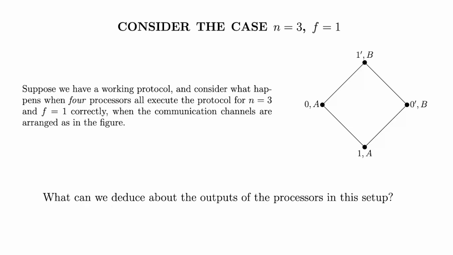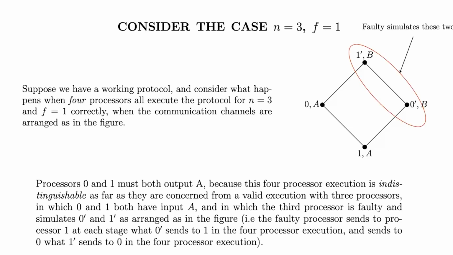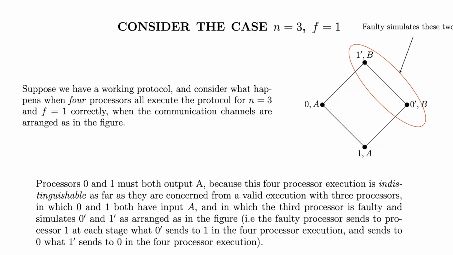So what can we say about how things will unfold here? The first thing we can say is that processors 0 and 1 both have to output A. Why? Because this 4 processor execution is indistinguishable, as far as they're concerned, from the 3 processor execution in which they're given the inputs A, and processor 2 over here is faulty and just simulates the processors 0' and 1'. At each stage, the simulating processor, processor 2, sends to 0 what processor 1' sends in this 4 processor execution. And the faulty processor sends to processor 1 what processor 0' sends in this 4 processor execution.